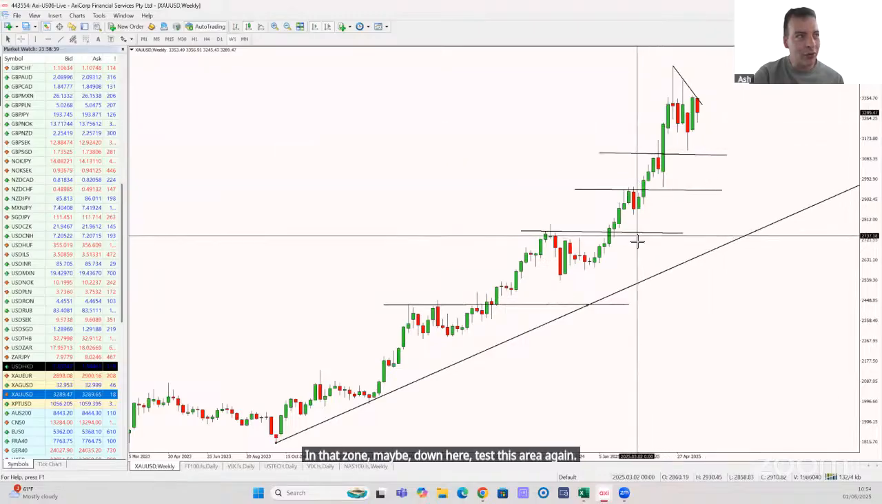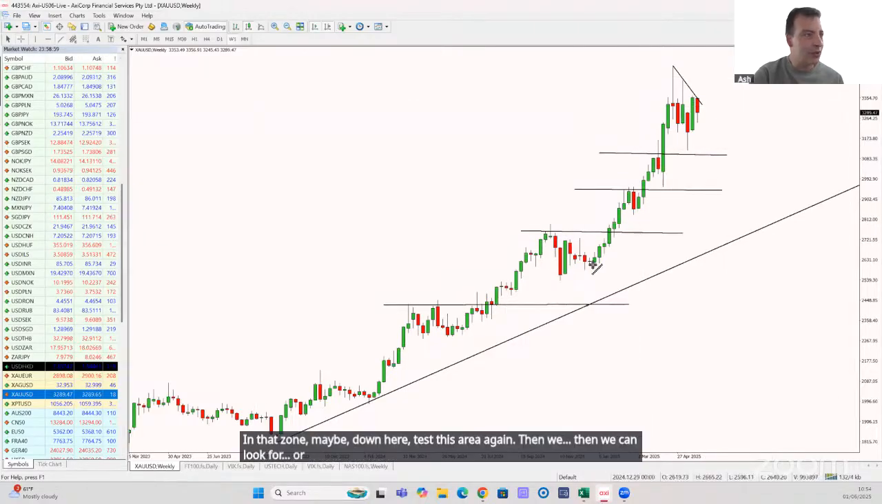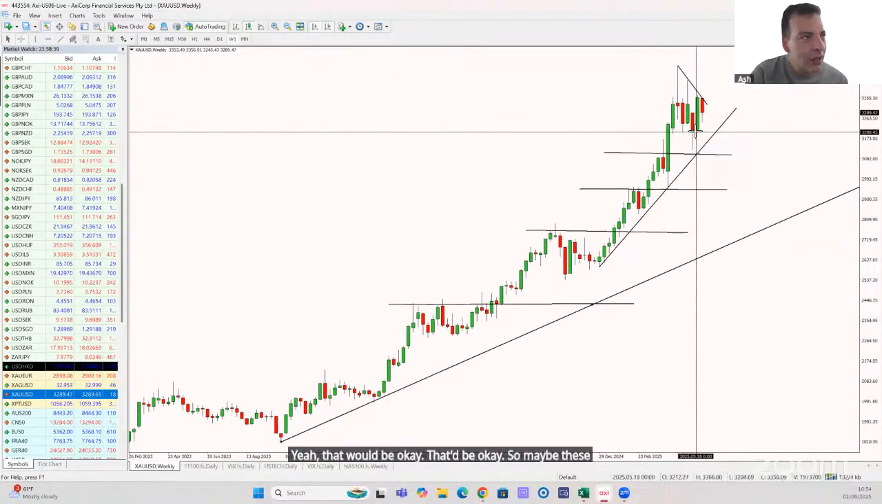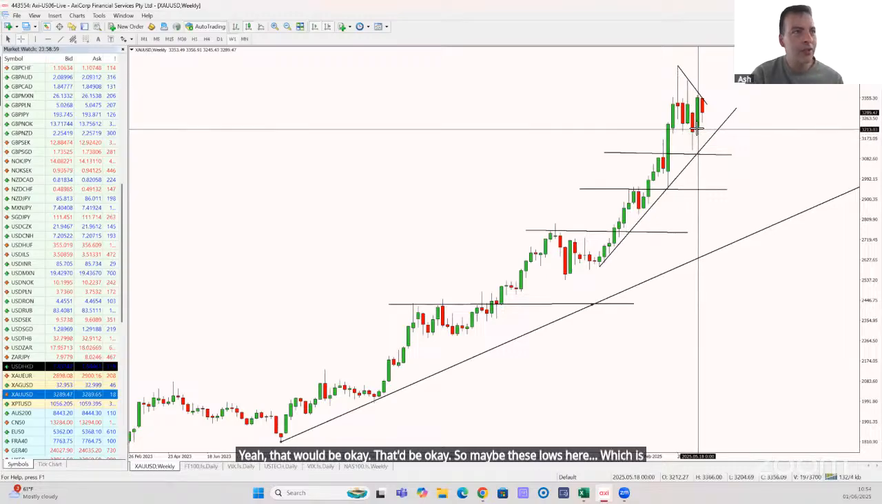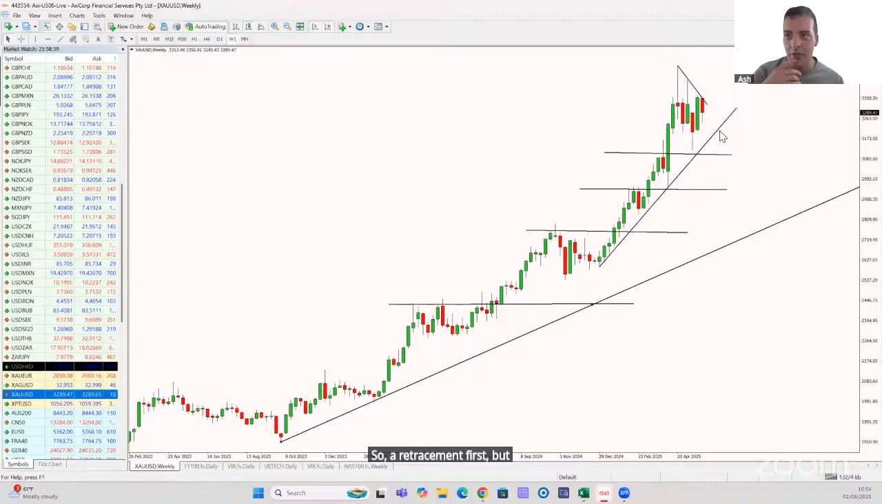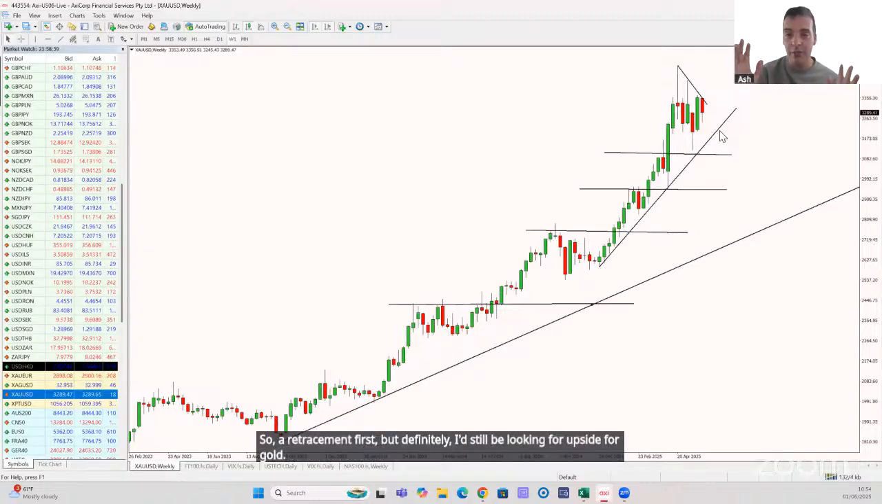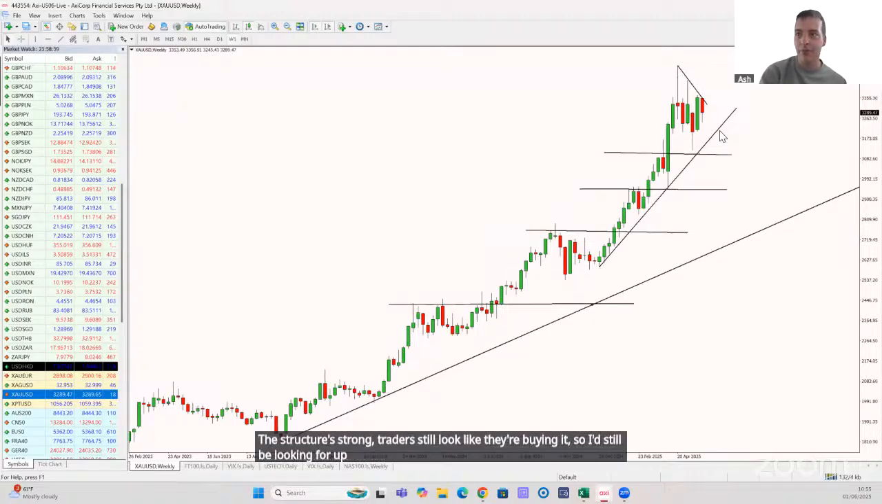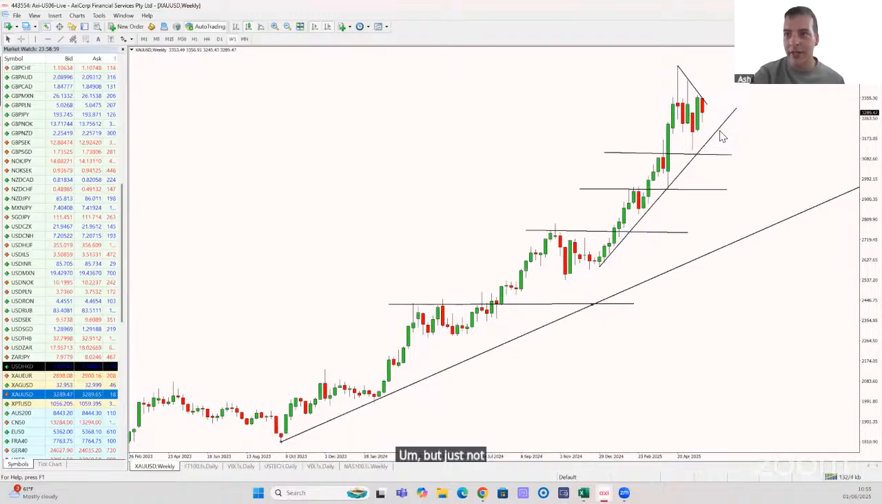Then we can look for, or maybe the trend line. Let's have a look what this trend line is. Yeah, that would be okay. So maybe these lows here, which is the 3,200s. So a retracement first, but definitely I'd still be looking for upside for gold. Only because the structure, even though it's parabolic and it worries me, the structure's strong. Traders still look like they're buying it. So I'd still be looking for upside with gold, but just not at this particular level.